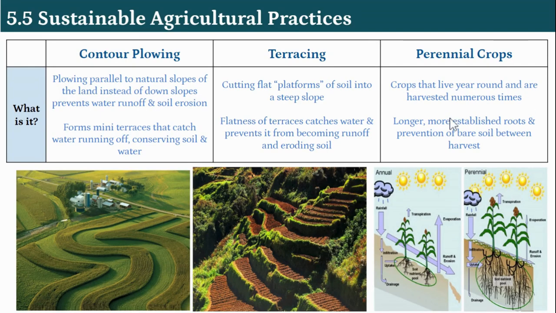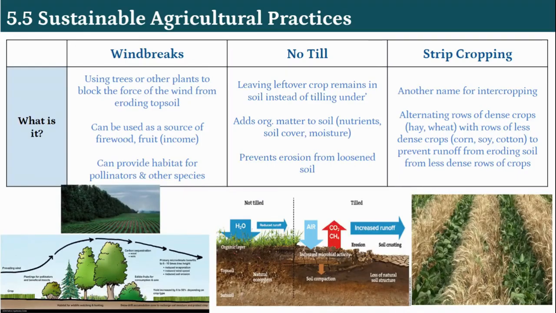Perennial crops are crops that live year round and are harvested multiple times, so you're not destroying the root system when you harvest the crop. So these crops are planted and they produce fruit year round, so you don't have to pull up the root system. Windbreaks are when you use trees or other plants to prevent the wind from eroding the topsoil. And this can be useful because once you're done, you can cut down the trees and then use that for firewood or fruit, timber, and it also becomes a habitat for pollinators and other species to help with pollinating your crops.